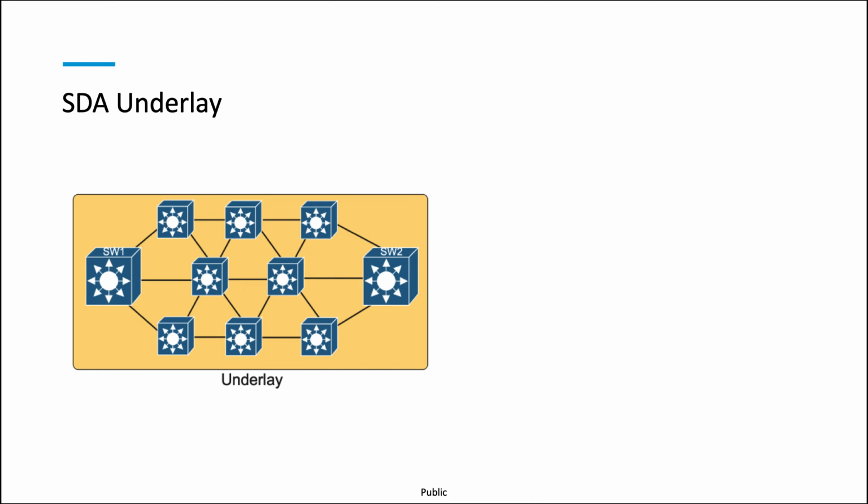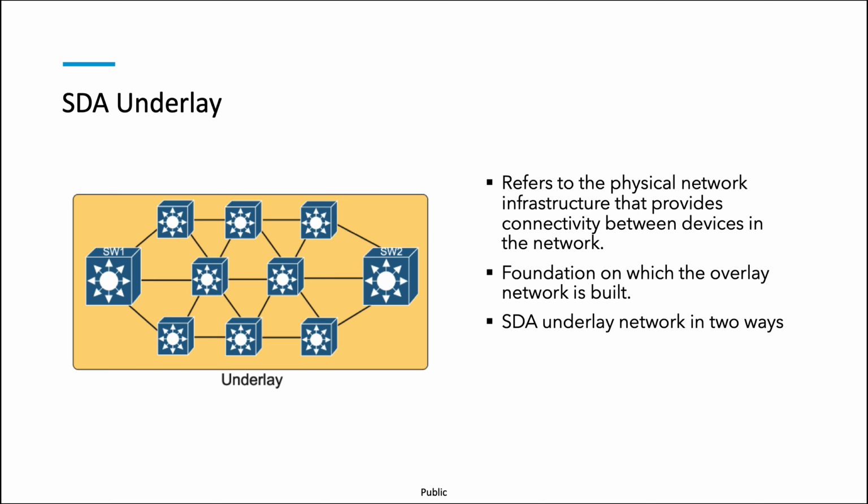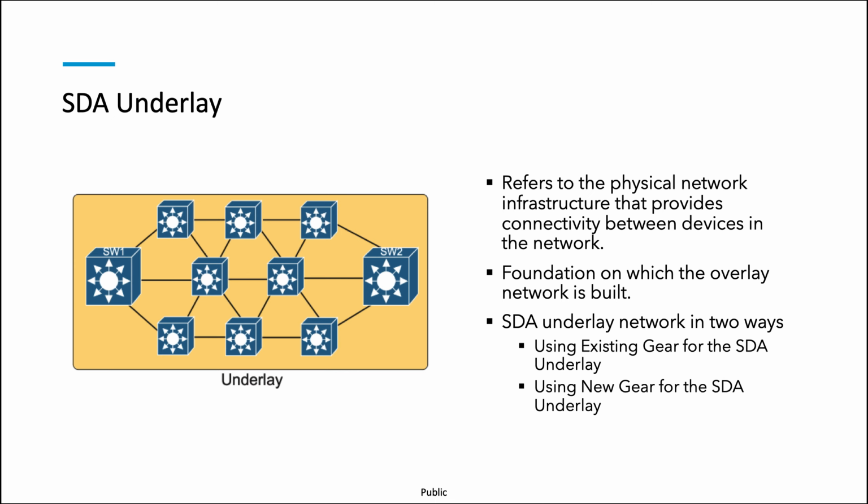In software defined access, the underlay network refers to the physical network infrastructure that provides connectivity between devices in the network. It is the foundation on which the overlay network is built. You can build the SDA underlay network in two ways: using existing gear for the SDA underlay and using new gear for the SDA underlay. So you have two choices.